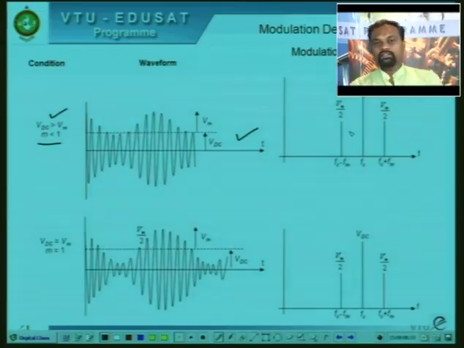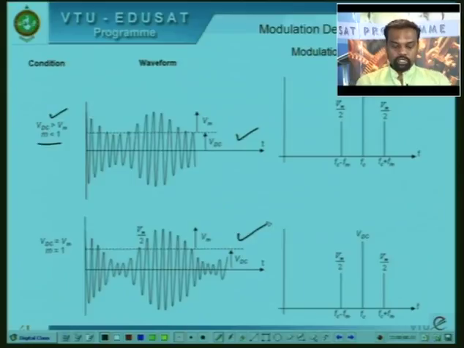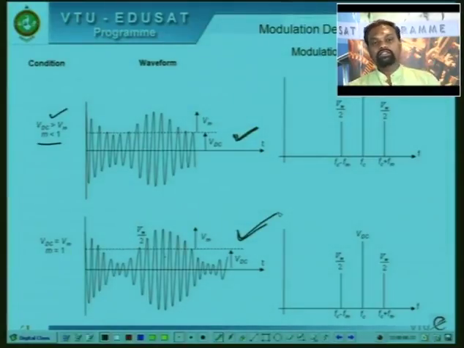Now if Vm is equal to VDC and the modulation depth M is equal to 1, you have these waveforms. For the condition when M is equal to 1, the carrier amplitude is equal to the maximum Vm amplitude, that is the modulating signal amplitude. Suppose M is less than 1, we have this signal. What is the difference between this and this? In the first one, the amplitude of the carrier is larger. Because the amplitude of the carrier is larger, we get this signal over here, and M is less than 1.